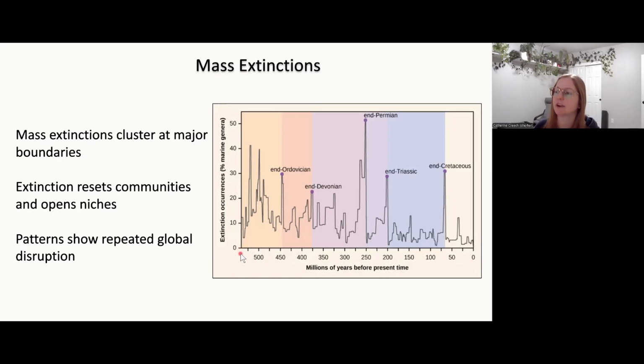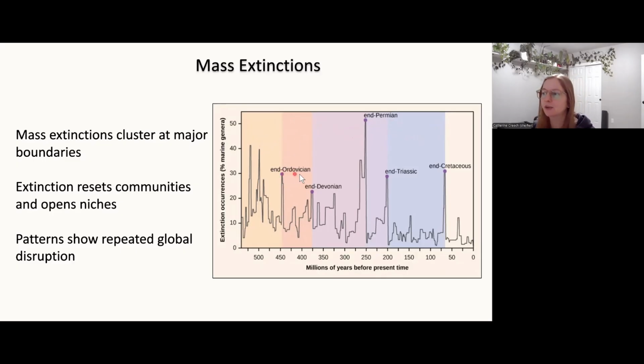550 would be the most on this graph. We have peaks and extinctions. And then note that these colors back here, we have peach, orange, pink, purple, and blue. Every major mass extinction denotes a change between boundaries in our evolutionary time.